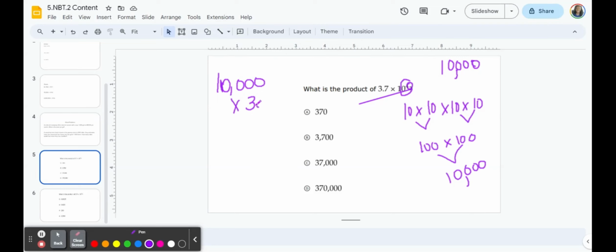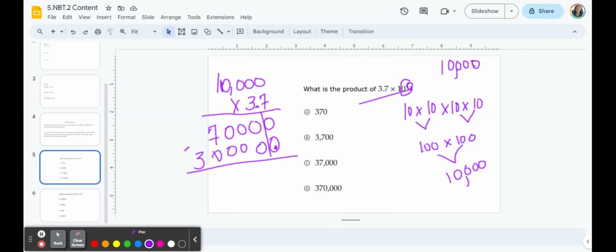times 3.7. So we're going to do 0 times 7, that's 0. Then you got it 1, 2, 3 more times, so I'm just going to go ahead and put it 3 more times. And 7 times 1 is 7. All right, so now I'm going to do my placeholder. So 3 times 0 is 0, and we have to do it 3 more times. And then we have to do 1 times 3, which is 3. All right, so now we add.